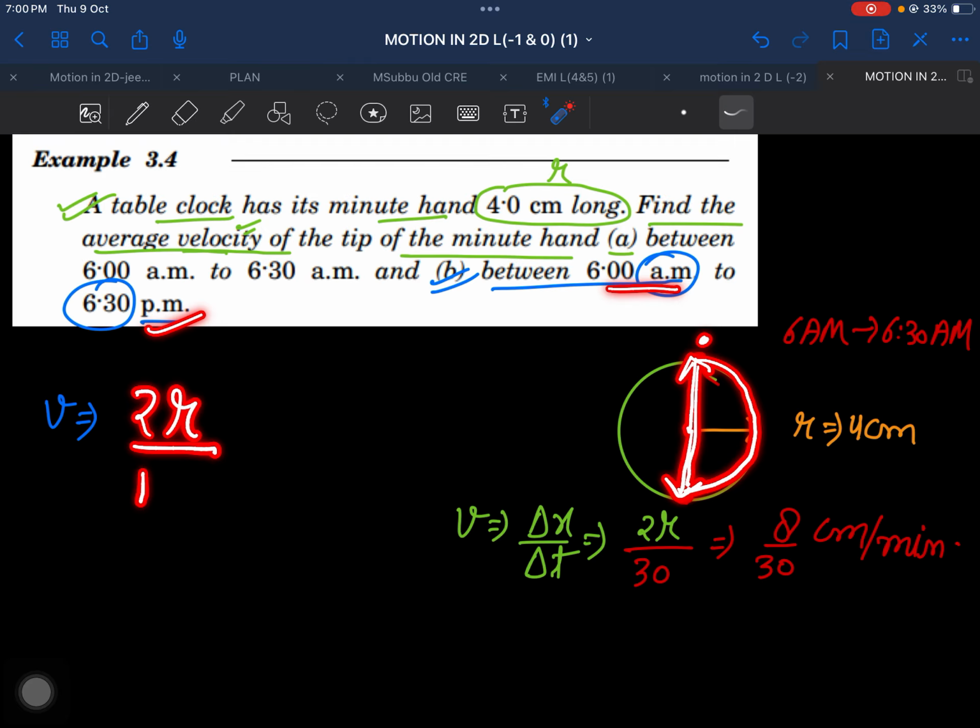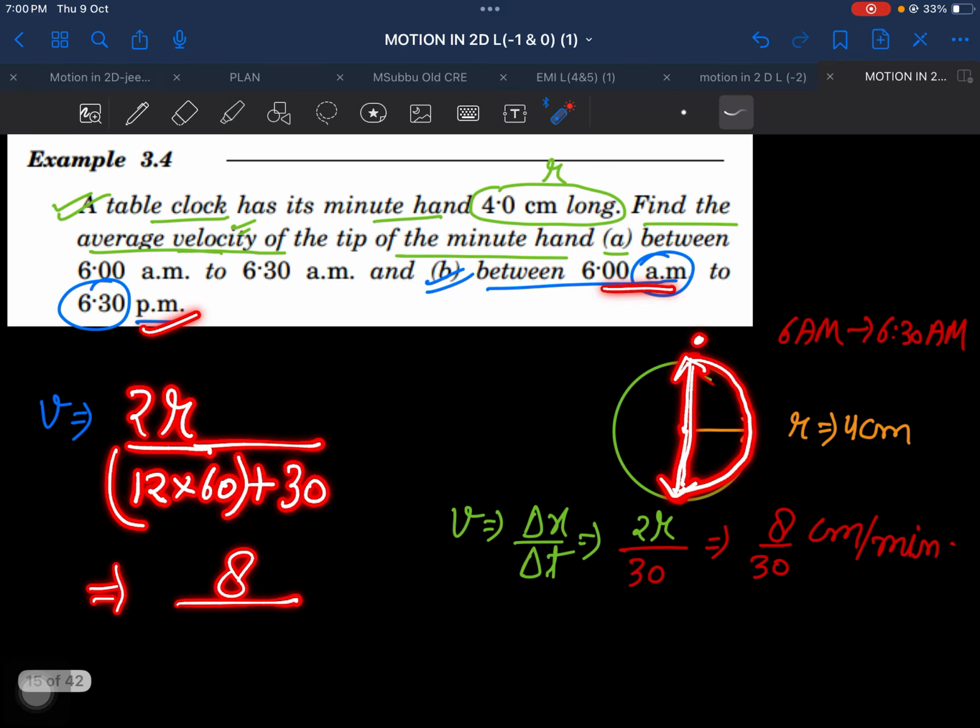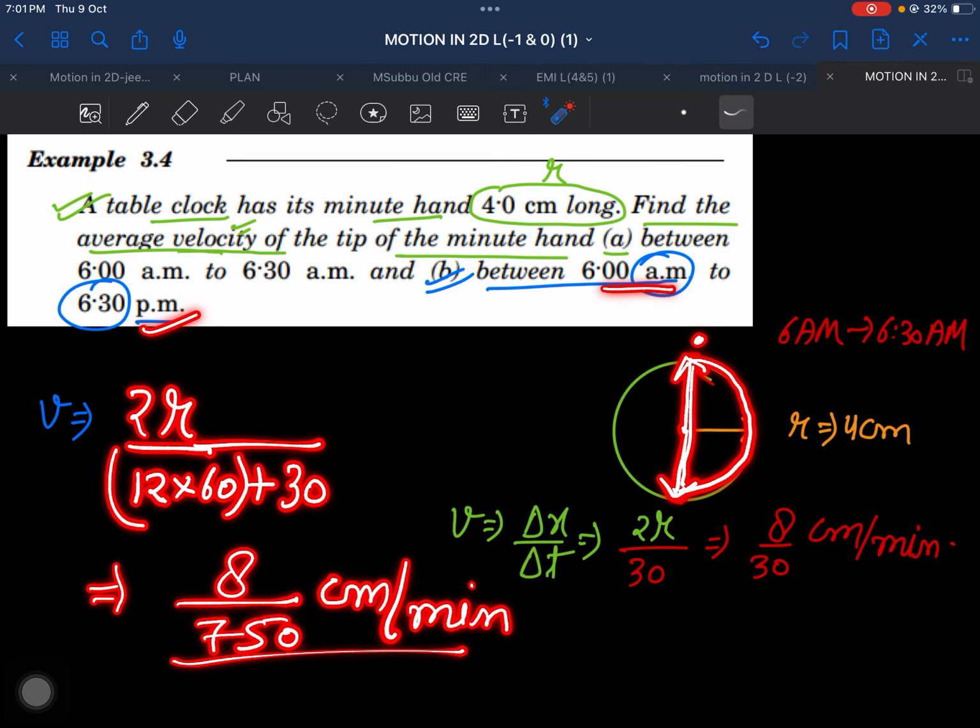So 12 hours means 6 a.m. to 6 p.m. it is 12 hours. So 12 into 60, right? And plus 30 minutes. That's it. Just check, everyone. So it is again 8 divided by, what is it, 750. Yes, centimeter per minute. All of you just check. This is the velocity this time, part B.